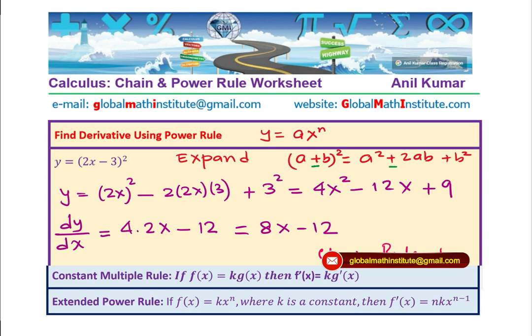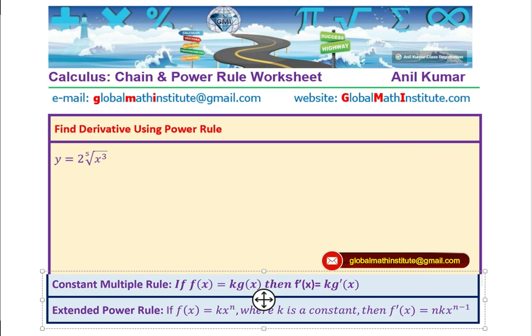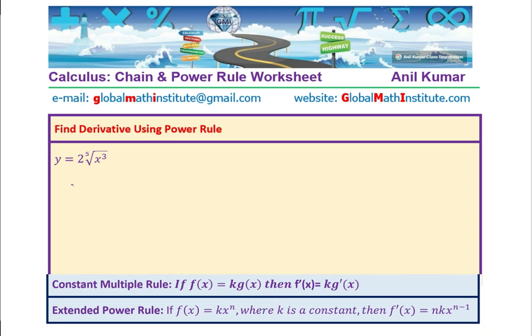So that will be next. Is that okay? Perfect. So let's continue with our question set. Here is the next one, question number 5 for us. We have y equals to, let me rewrite this. We are given y as equal to 2 times fifth root of x cubed.